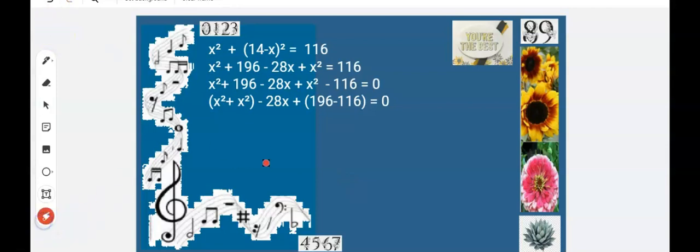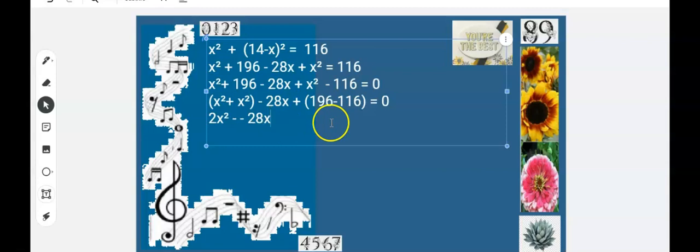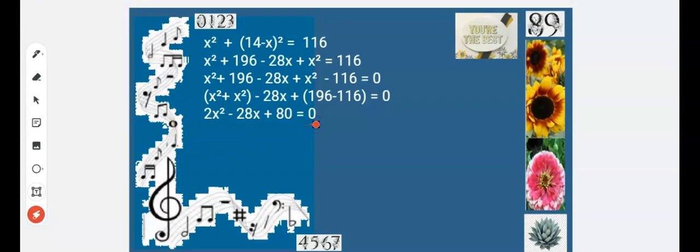Now we can combine like terms. 1x squared plus 1x squared, how much? So, add the numerical coefficients. 1 plus 1 is 2. And then copy the variable part, x squared. Then copy negative 28x and then combine positive 196 and negative 116. How much? Yes, it's positive 80.